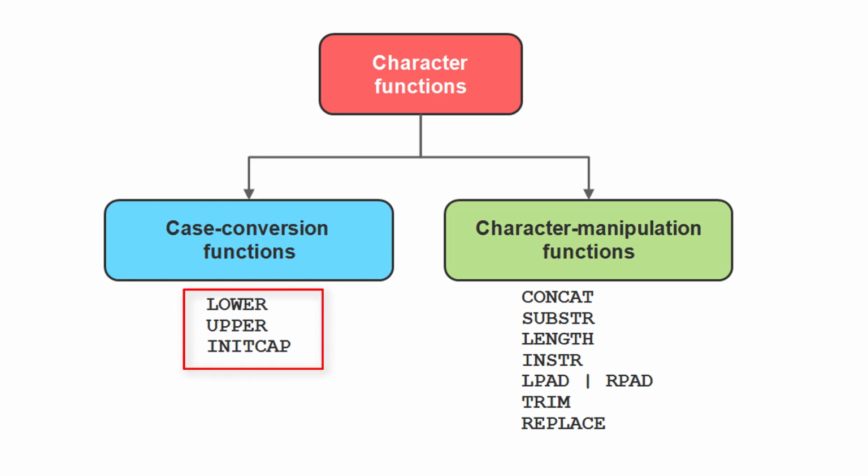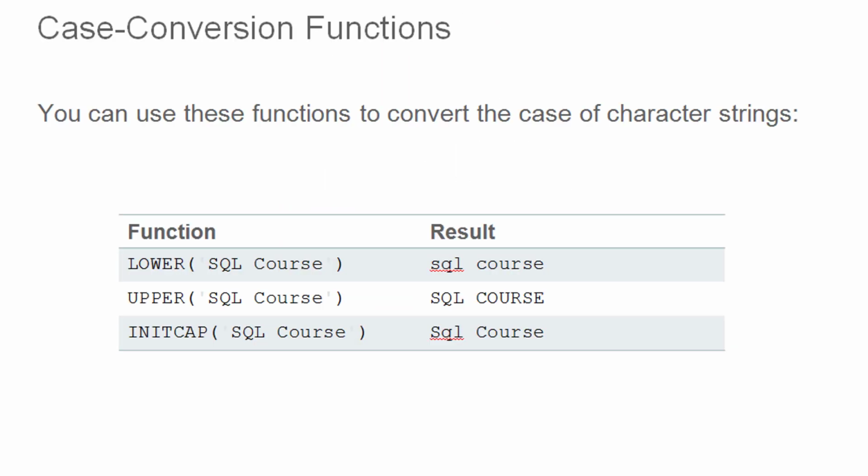Lower, upper, and initcap are the three case conversion functions. Lower converts mixed case or uppercase character strings to lowercase. Upper converts mixed case or lowercase character strings to uppercase. Initcap converts the first letter of each word to uppercase and the remaining letters to lowercase.